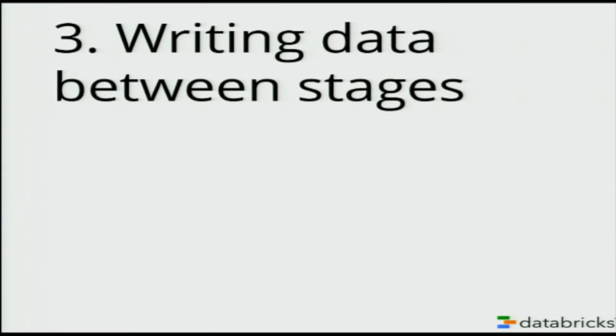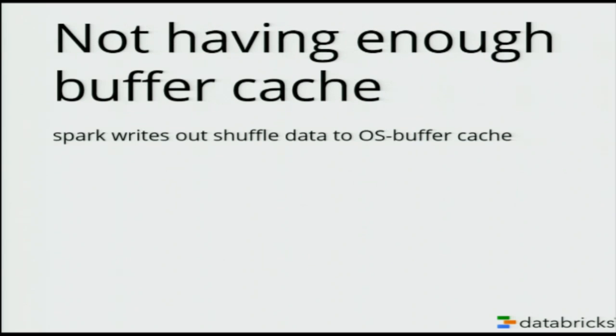Okay, so now writing data between stages. The number one problem I've seen here just recently, so maybe I'm somewhat biased because we've been seeing this problem in some recent performance work we've been doing, is that you don't leave enough buffer cache in your operating system for these intermediate outputs to be written to memory instead of to disk. So Spark actually writes shuffle data to the buffer cache right now. That's something that may change in future versions, but essentially we're relying on your operating system to store this data in memory during the shuffle.